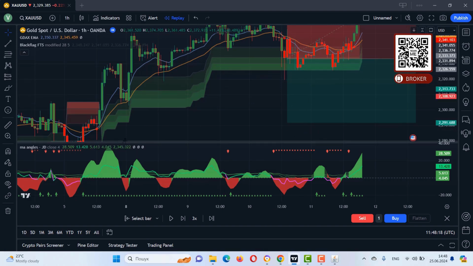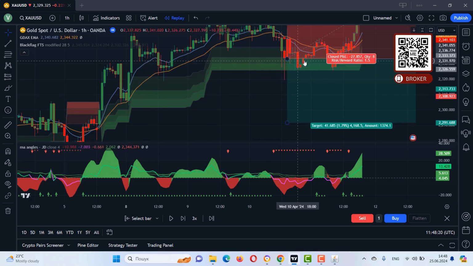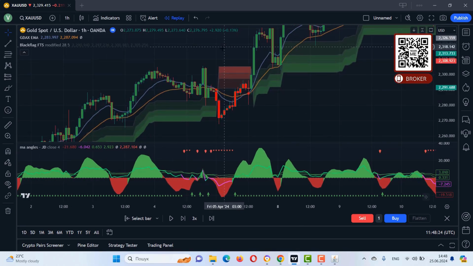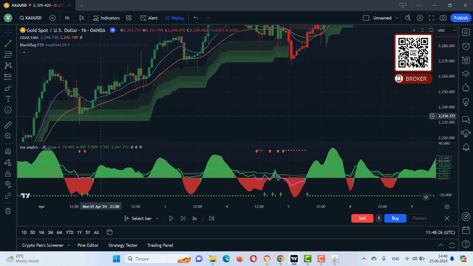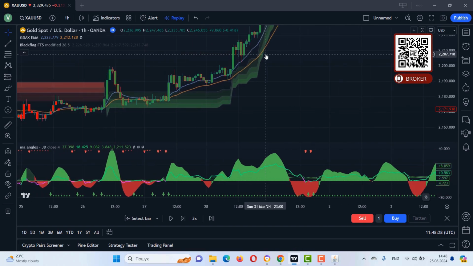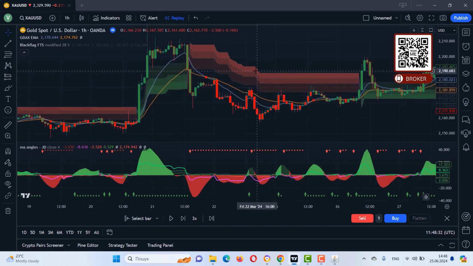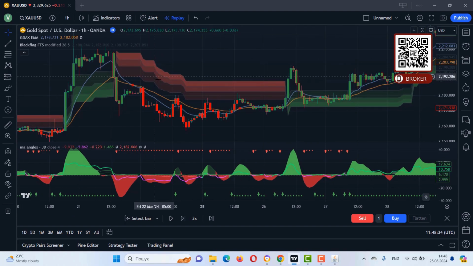In other words, when an uptrend is observed in this indicator, we solely engage in buying. Yes, this is our trend. It's long, very long. In other words, when everything is red, we only engage in a sale when it is green.